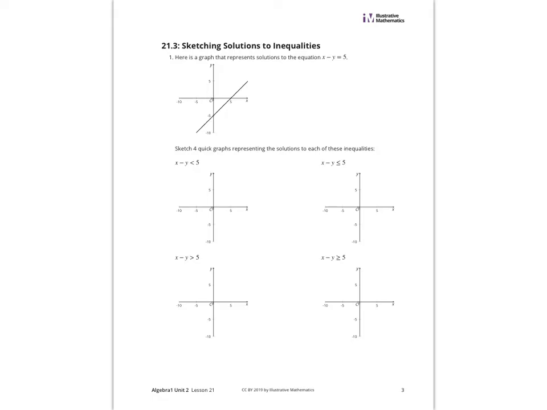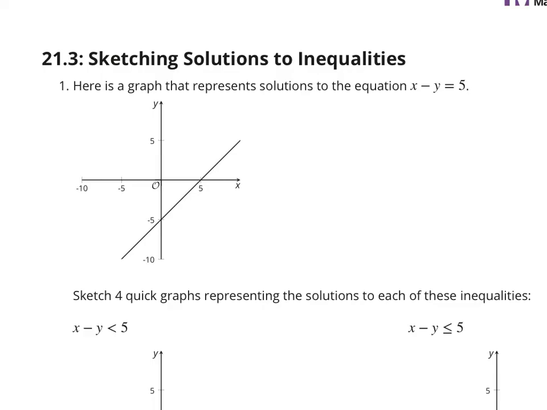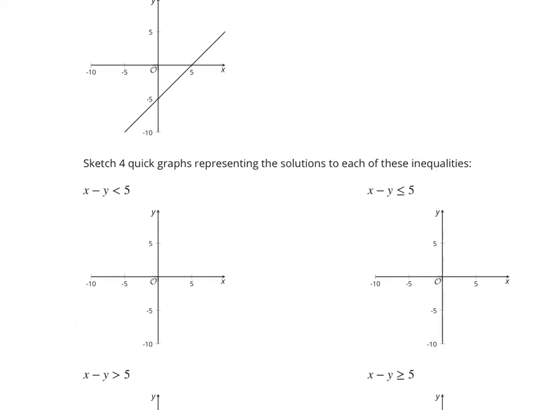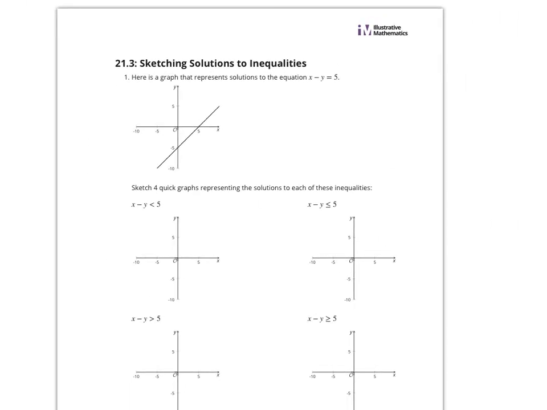All right, in this next activity, we're given an equation, x minus y equals 5, and then a graph of that equation. So they've already drawn the line for us. What they want us to do is sketch 4 quick graphs representing the solutions to each of these inequalities. Now notice the inequalities all have the same setup as the original equation. They all have x minus y, and they all have 5 on the other side. What's different is the type of inequality that is being used. So go ahead, pause the video, and attempt this on your own.